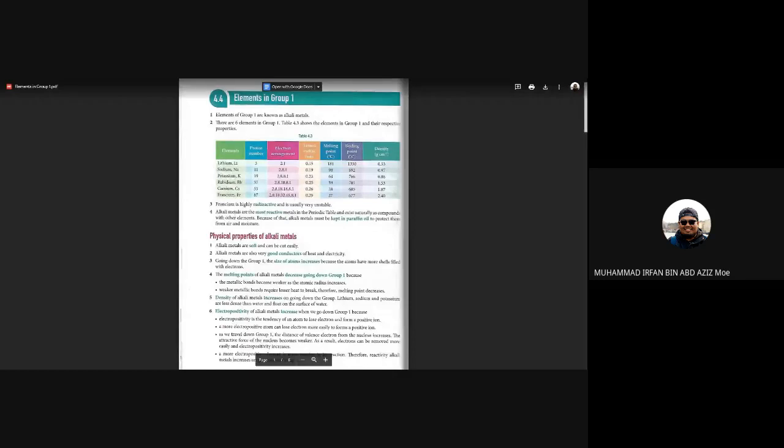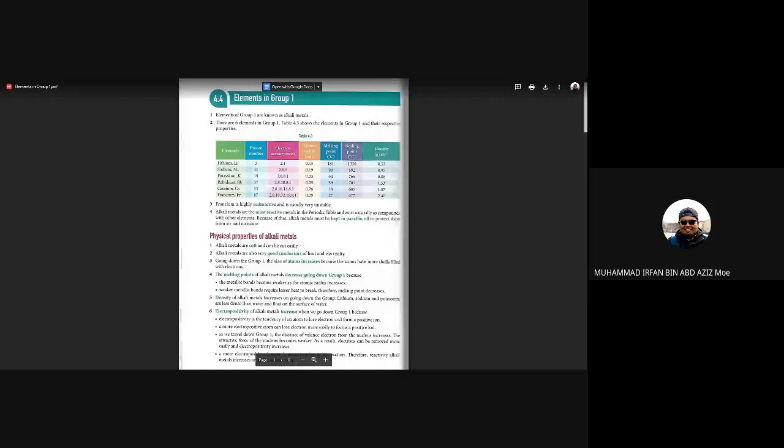Okay, the lower the electronegativity, it means it is more electropositive. So it is easier to remove 1 electron. That's all, don't worry about it. These terms, the teacher will put in a glossary. Okay, next.